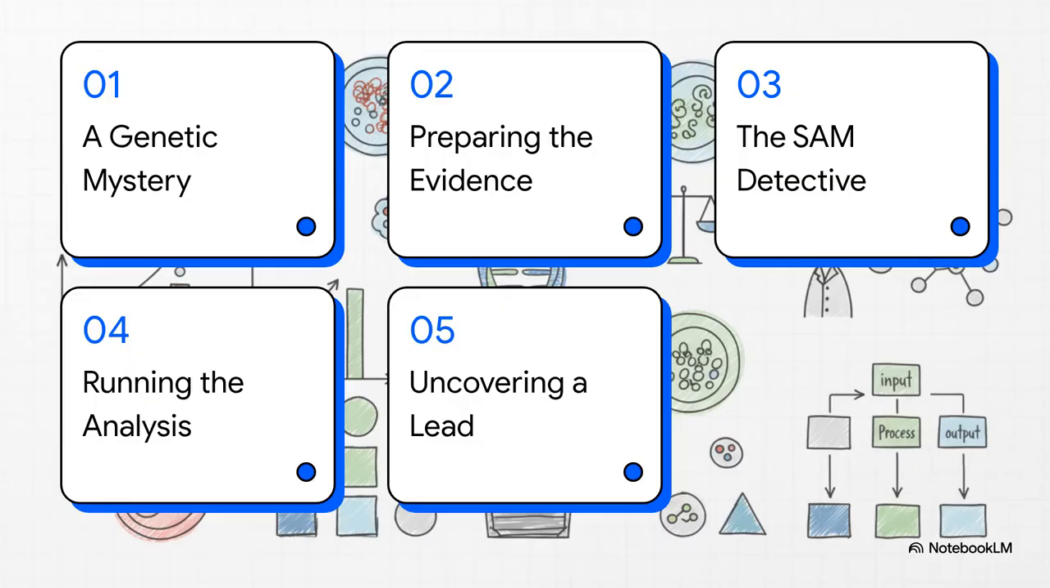To crack this case, we've got a clear 5-step game plan. First, we'll open the case file in a genetic mystery. Then we'll get all our clues organized in preparing the evidence. After that, we bring in our specialist, the SAM detective, before running the analysis. And finally, we'll zero in on our top suspects as we uncover a lead.